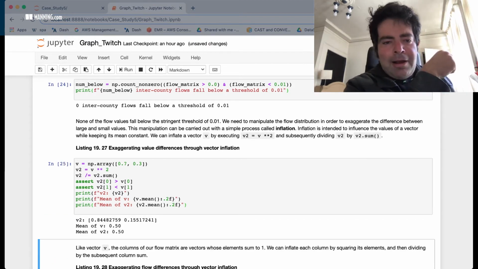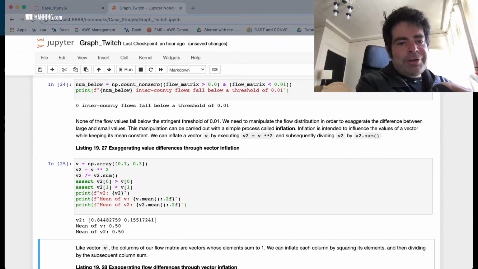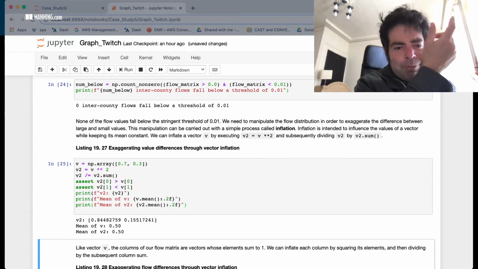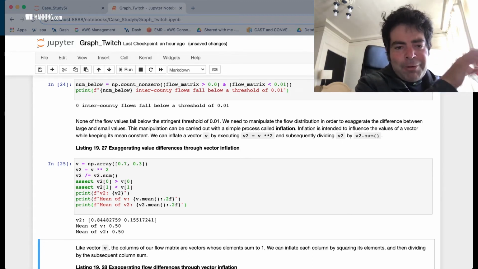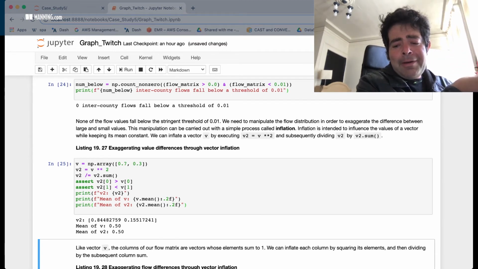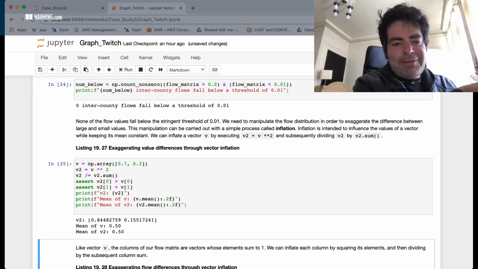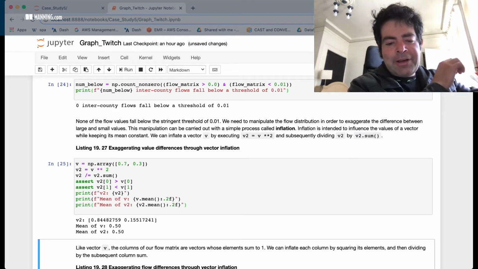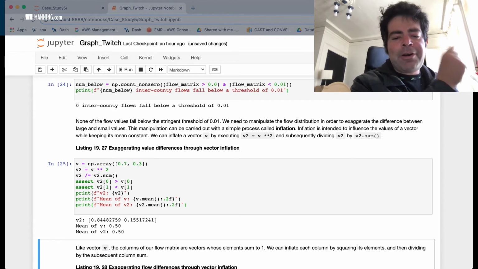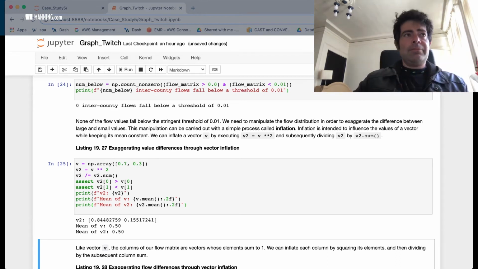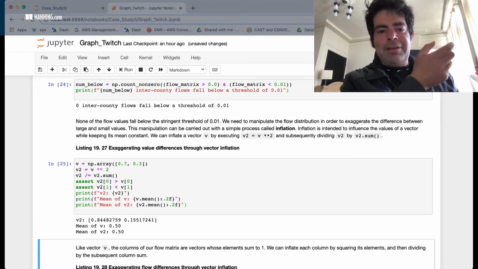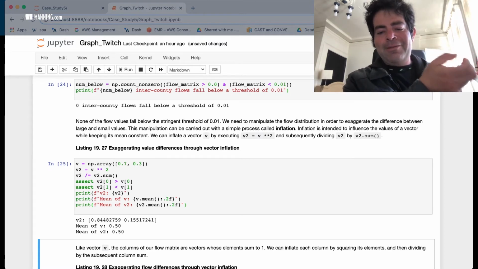So 0.7 has become noticeably larger. It went up to 0.4. 0.3 has become noticeably smaller. It went down to 0.15. So the variance of elements in this vector has been exaggerated, but the mean has remained the same at 0.5. Things that are smaller than average have gotten even smaller. Elements that are larger than average have gotten even larger. And so we've effectively inflated the vector.